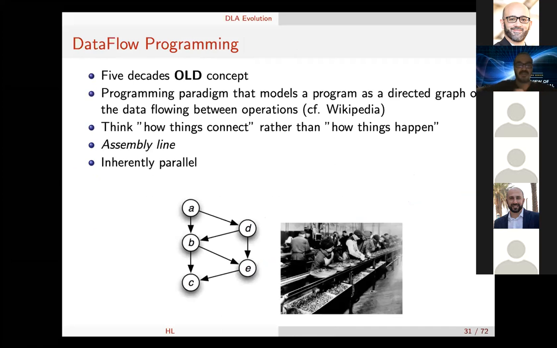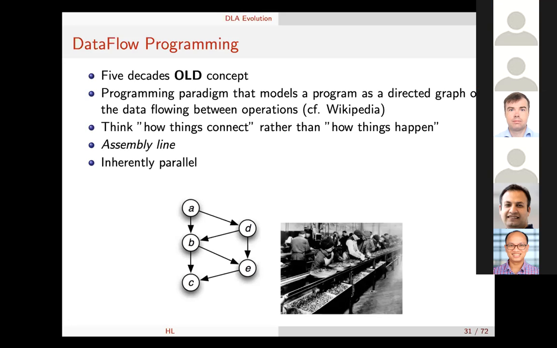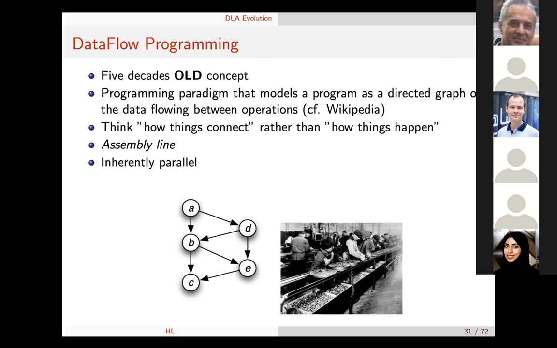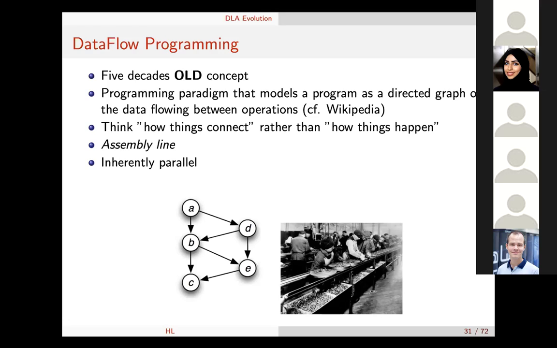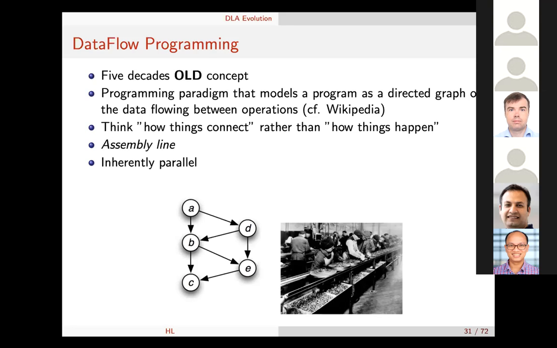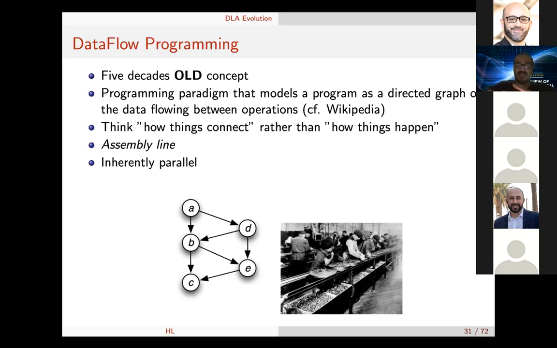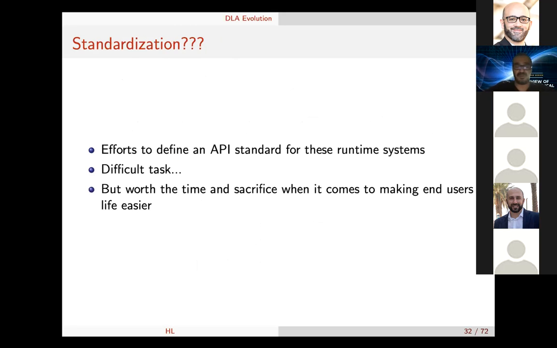So what those runtimes do is they basically have in their DNA this data flow programming. It's like an assembly line, like a producer-consumer type of relation. I'm doing a task, and once I'm done, that task produces some output that will be consumed by the next task, and so on and so forth. So you have to track and monitor the data dependencies, and those runtimes are there for that.